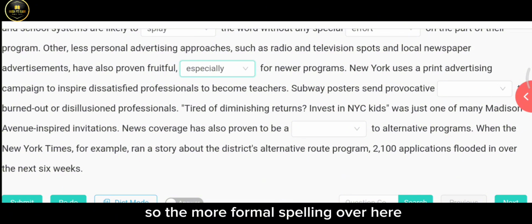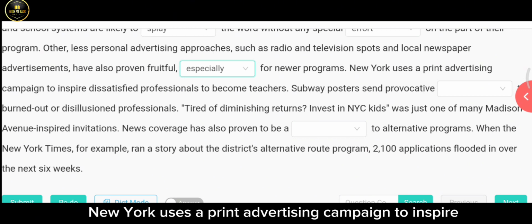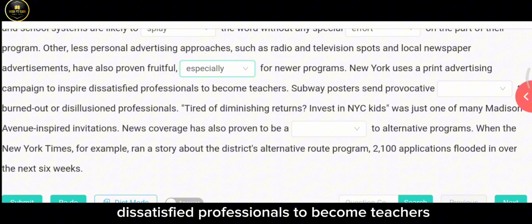So the more formal spelling over here in the academics, it's especially. So if you get these kind of spellings in your listening blanks or dictations, then you're going to put an E before S. New York uses a print advertising campaign to inspire dissatisfied professionals to become teachers.